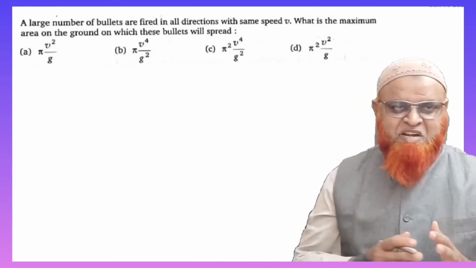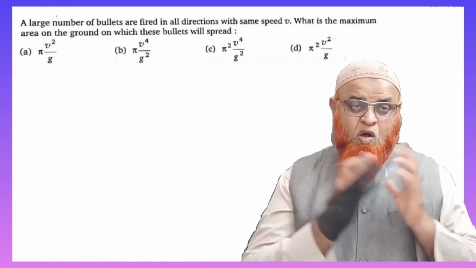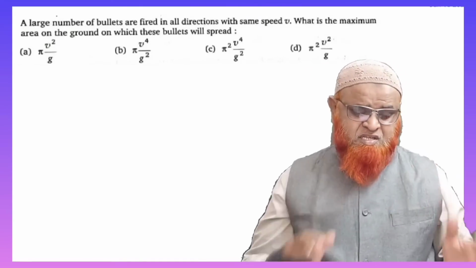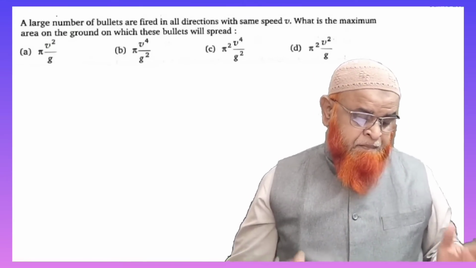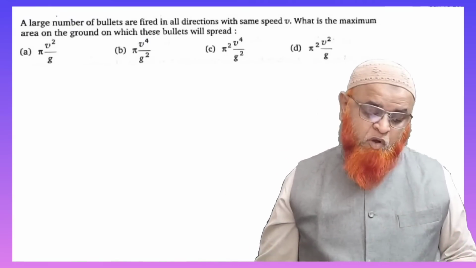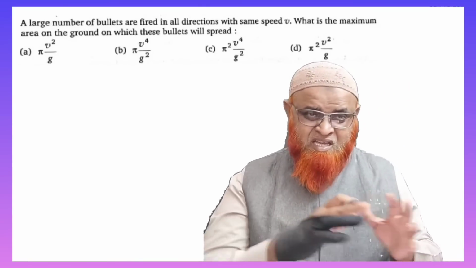How can you solve this problem in a different way, my dear students? He's asking us to find out the area covered by the bullets when they are being blasted here in all the different directions. A large number of bullets have been fired in different directions with the same velocity. He's asking us to find out the maximum area covered by the bullets here.